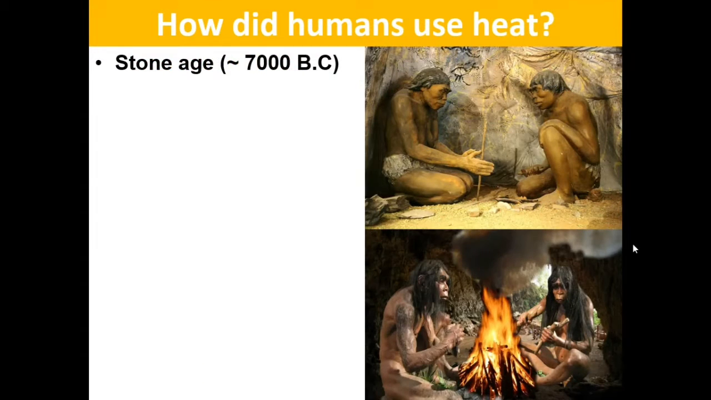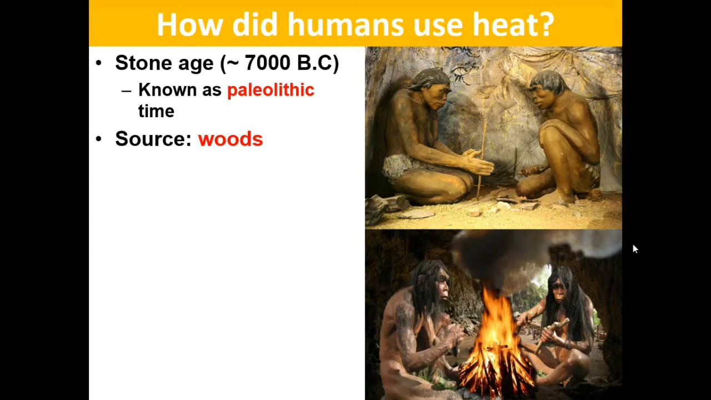Today our focus is how humans started using heat. So we're going to go very long ago to the Stone Age, which is known to be about 7,000 BC, probably more. This era is known as the Paleolithic time. Simply speaking, in the Stone Age, we didn't even use any type of metal. The source of the heat energy was wood, like the campfire that you see down there.